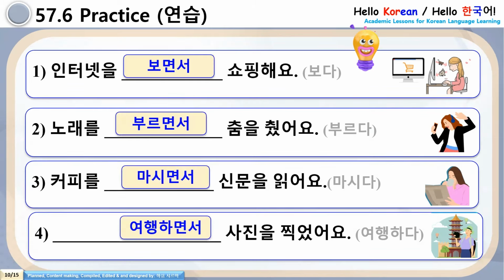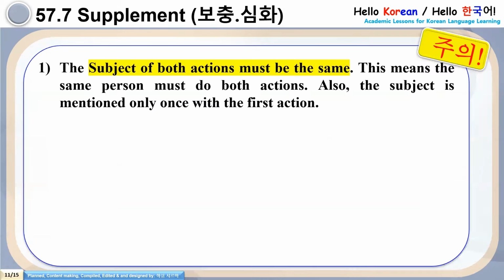See, number 1, 보면서. Number 2, 부르면서. Number 3, 마시면서. And number 4, 여행하면서. So, it's time to understand the supplements. Restrictions, these are very important points, 여러분. Please understand them clearly. Number one, the subject of both action must be same.